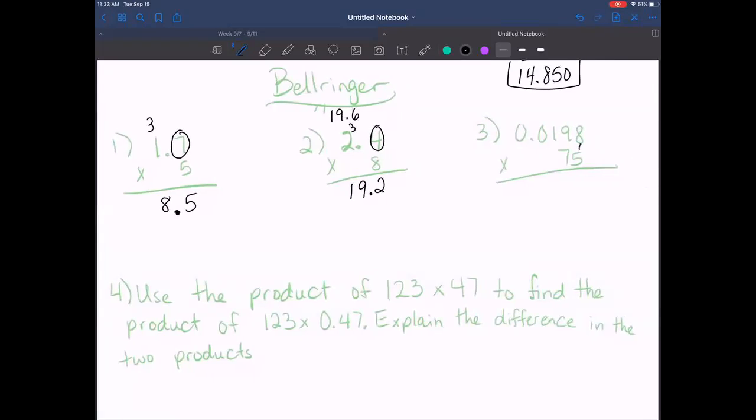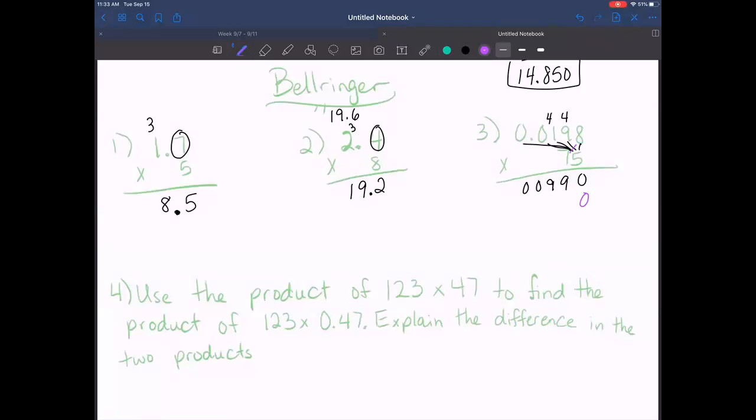I have 5 times 8 is 40. I carry my 4. 5 times 9 is going to be 45 plus that 4, 49. That's going to give me 49. Then 5 times 1 is just 5 plus that 4 is 9. And then 5 times 0 is 0. And 5 times 0 again is 0. Now I'm going to switch colors. I'm going to put my 0 down there. And I'm going to do my multiplication.